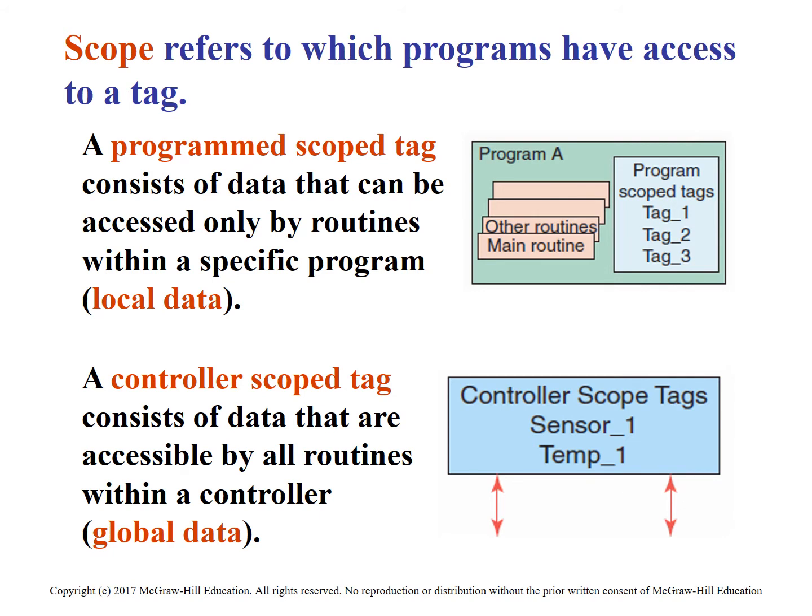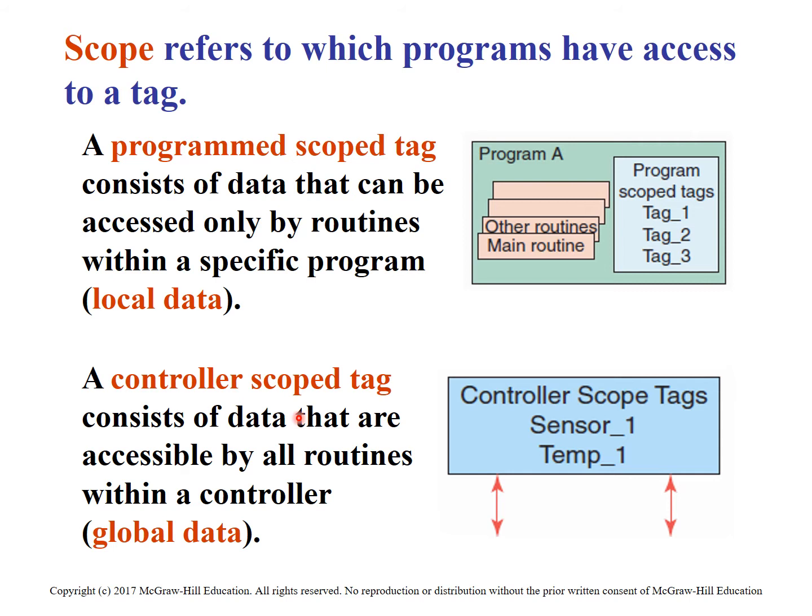So a program scope tag. Now again, this was mentioned before in a previous class. We had program scope tags. These are the ones that are specific to a program. These are not the ones that we necessarily want to use. It's the controller tags that we want to use.